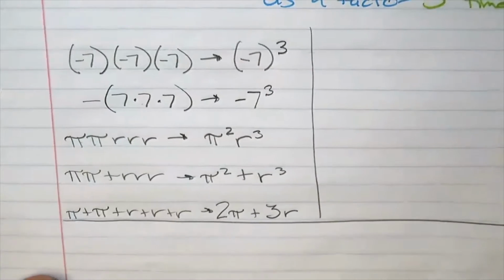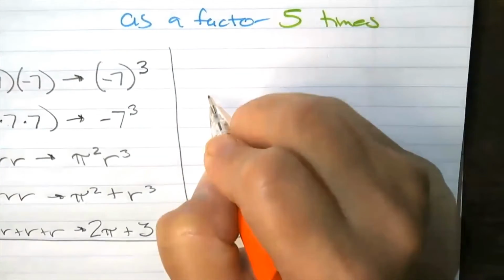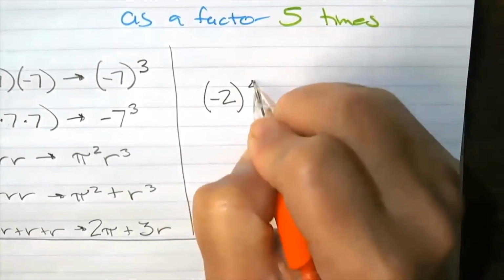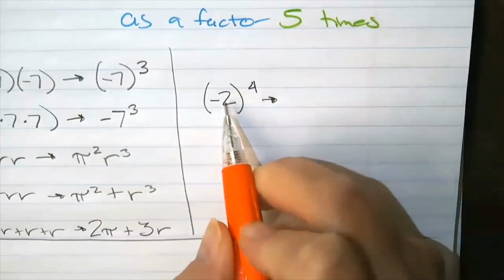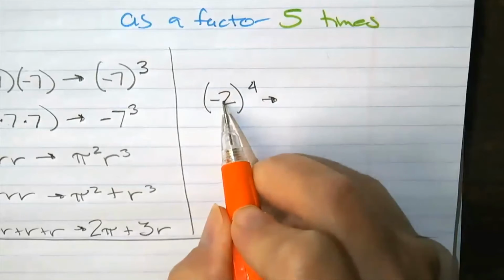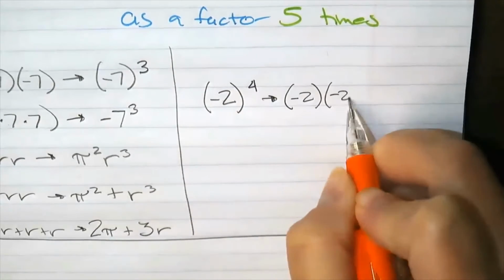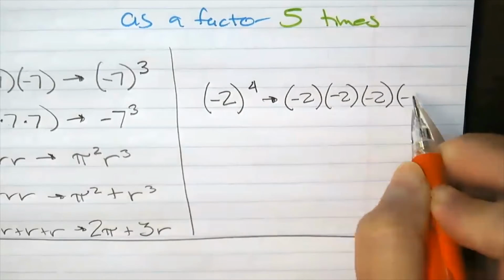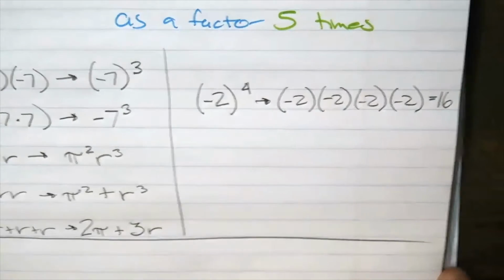Okay, I also want to show you the difference between this. -2 to the 4th power. Here, my base is in parentheses. So this is -2 times -2 times -2 times -2, and that's equal to 16.